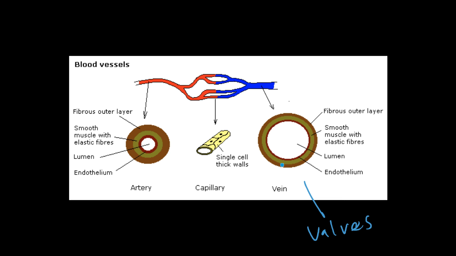By the way, the reason the veins have thinner walls and a larger lumen is because the blood is under a lower pressure, right? It's not being pumped into the veins, it's being pumped into the arteries. And so it's a lower pressure. They need valves to stop the blood from going back on itself, right? And those valves allow the blood to go in one direction back to the heart and everything to be okay.